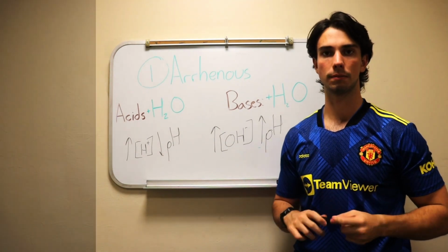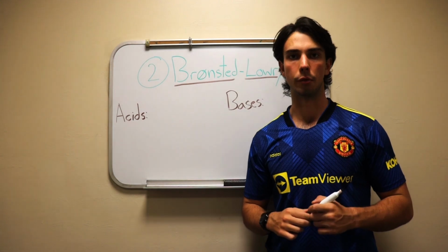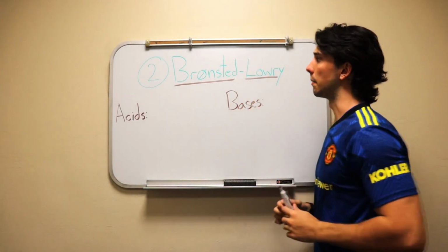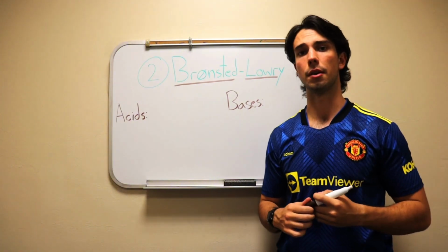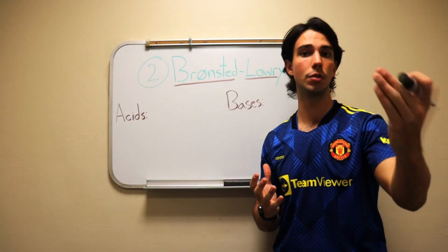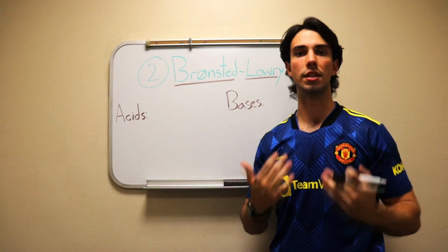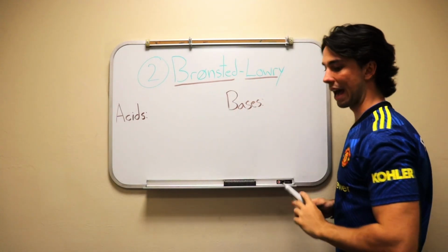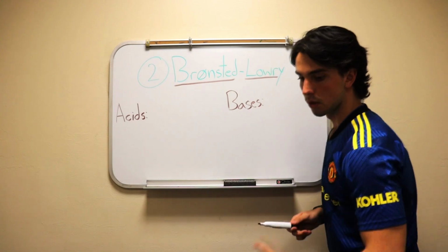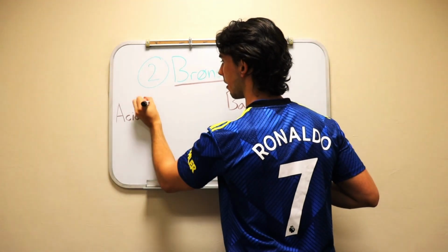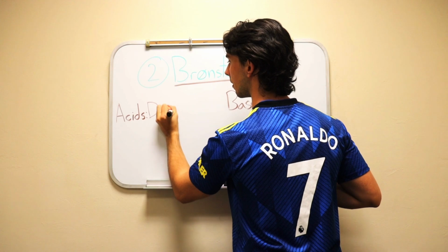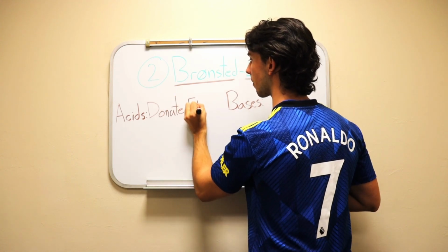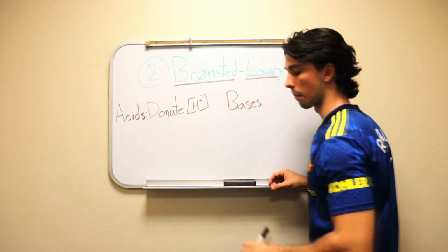Now, another definition that we can use when talking about acids or bases is the Brønsted-Lowry concept. In this concept, we're talking about a substance's ability to either donate a proton or to accept a proton. Brønsted-Lowry acids are what donate protons. So they're going to give away that hydrogen ion. Something else is going to pick it up.